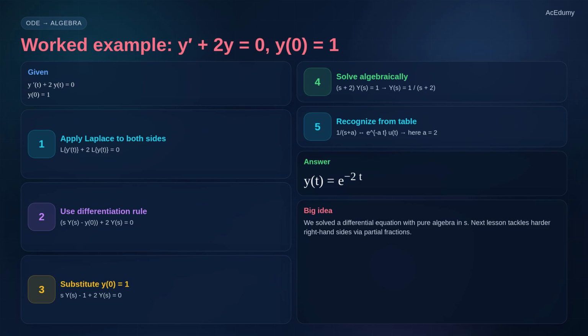Algebra. Y(s) equals 1 over s plus 2. Recognize this as the exponential pair from last lesson, so y(t) equals e to the minus 2t. We just solved the differential equation by doing pure algebra in the s domain. Next lesson, we will handle more complex right-hand sides using partial fractions.